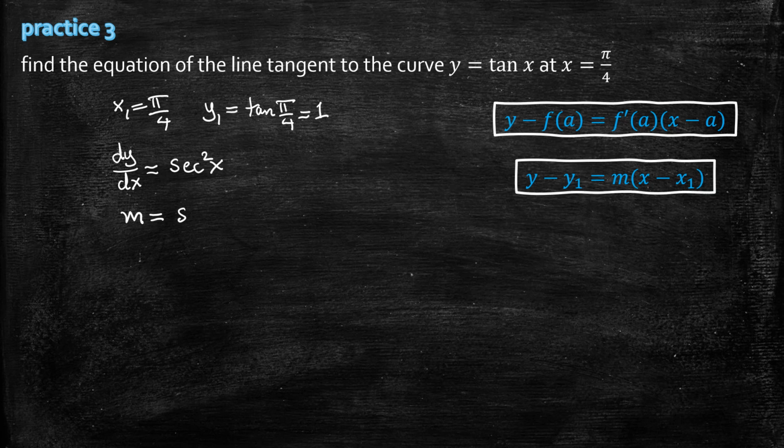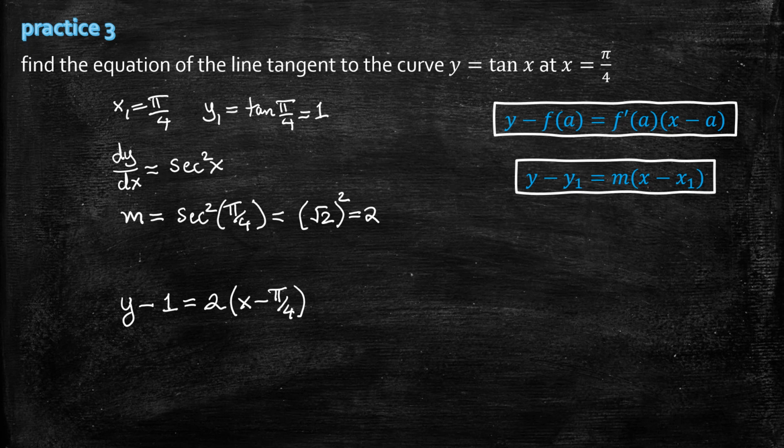just plugging in the value of x in here. So secant squared pi over 4. Now secant pi over 4 turns out to be radical 2, and we square that, and that gives us 2. So if we assemble this together, the equation of our tangent line is y minus 1, that's y1, equals the slope 2 times x minus pi over 4, because that's x1.